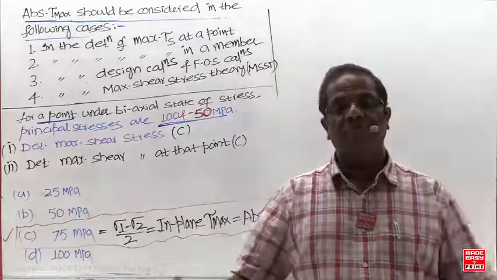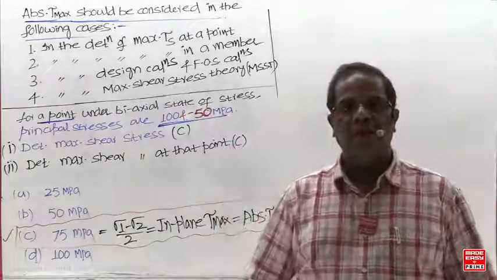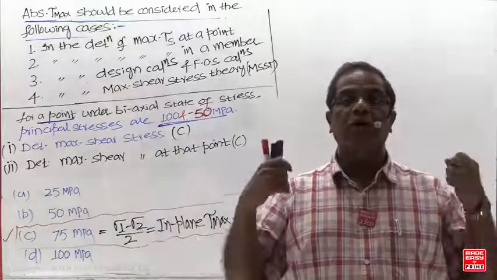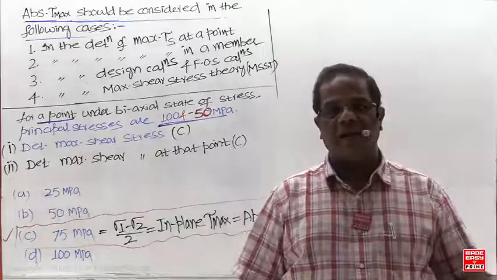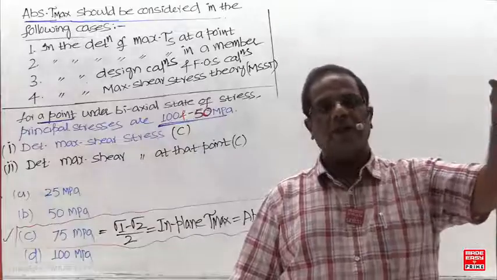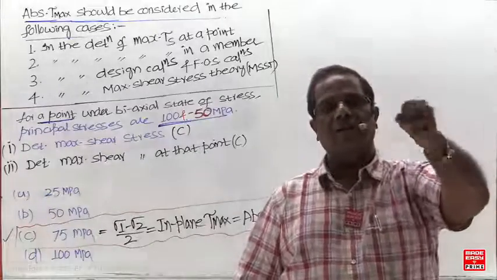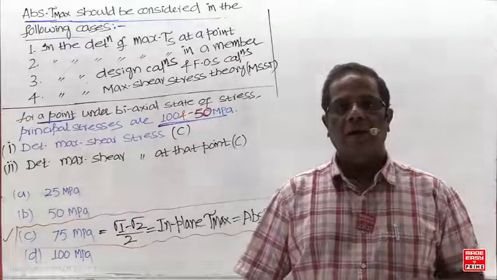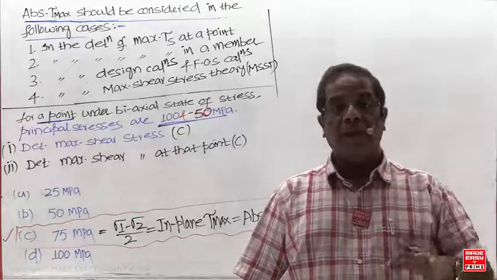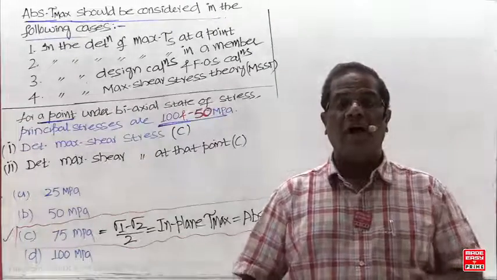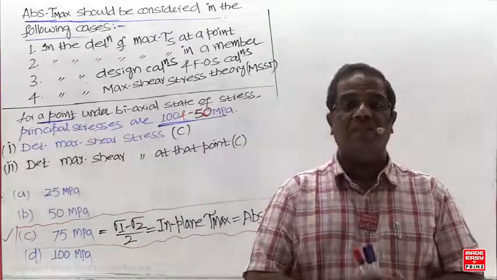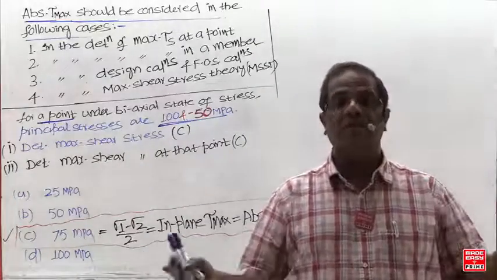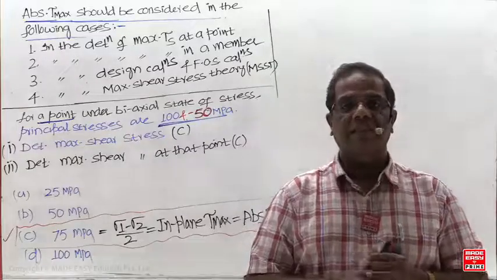You don't even need to think, you can take any one. When the principal stresses are unlike in nature, you can take any one, no need to think. Either you take in plane tau max or absolute tau max, you will get the same answer. In plane and absolute tau max are different, they give different values when the principal stresses are of the same nature.